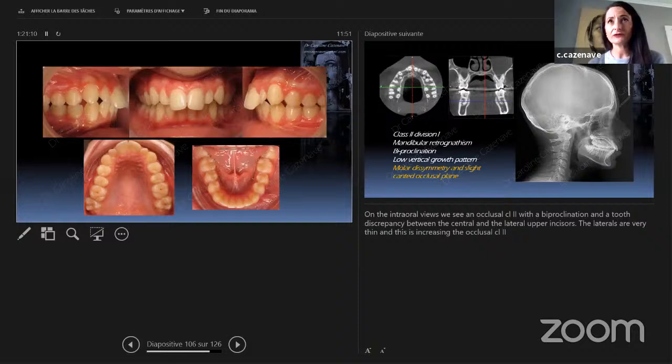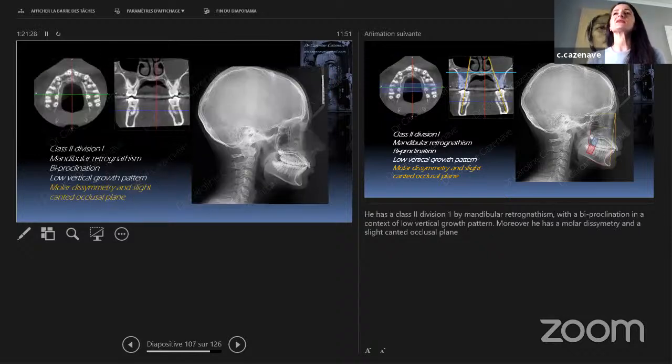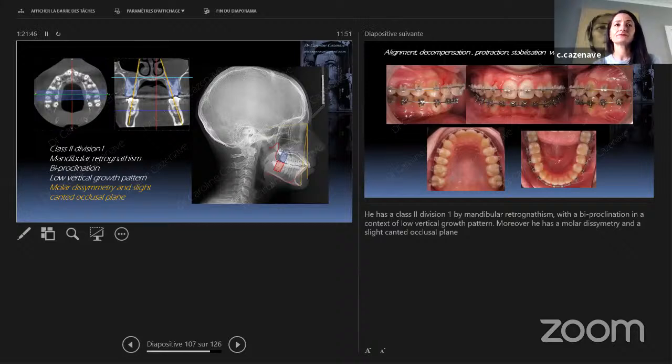On the intraoral views, we see an occlusal class 2 with a biproclination and a tooth discrepancy between the central and the lateral upper incisors. The laterals are very thin, and this is increasing the occlusal class 2. He has a class 2 division 1 by mandibular retrognathism with a biproclination in the context of low vertical growth pattern. Moreover, he has a molar asymmetry and a slight canted occlusal plane. You can see there.